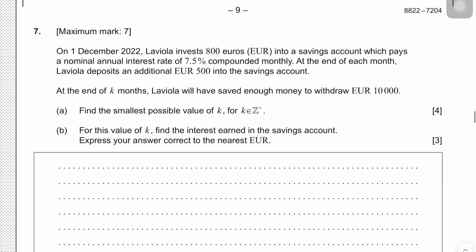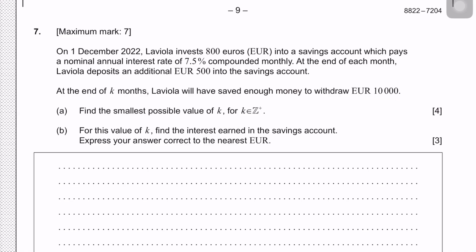Question 7. On the 1st of December 2022, Laviola invests €800 into a savings account which pays a nominal annual interest rate of 7.5% compounded monthly. At the end of each month, Laviola deposits an additional €500 into the savings account. At the end of K months, Laviola will have saved enough money to withdraw €10,000.